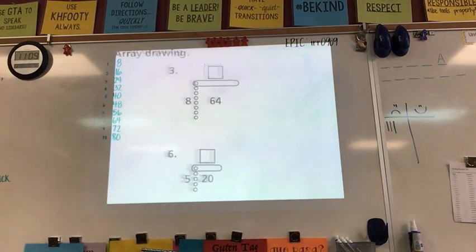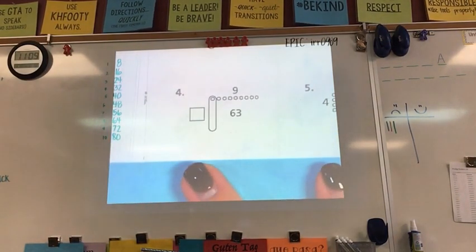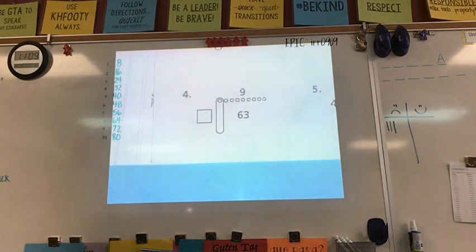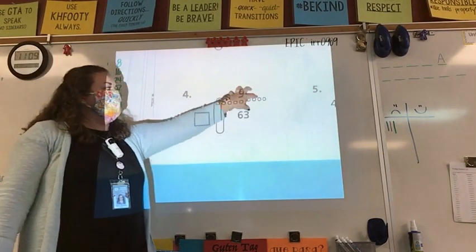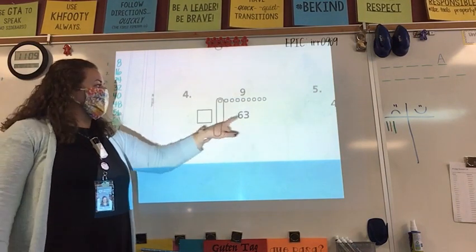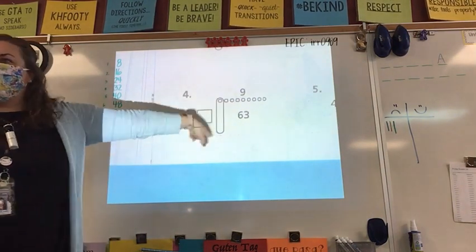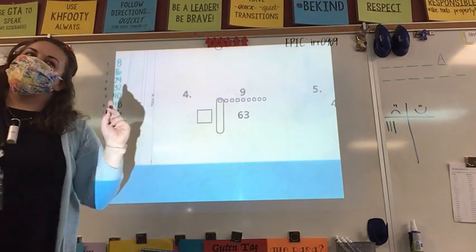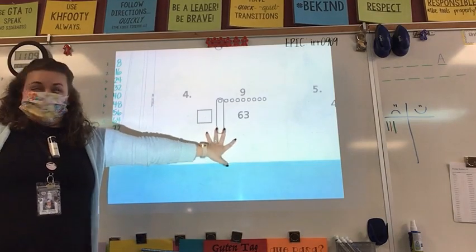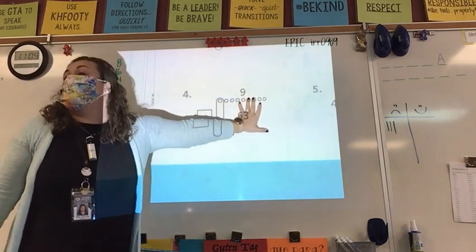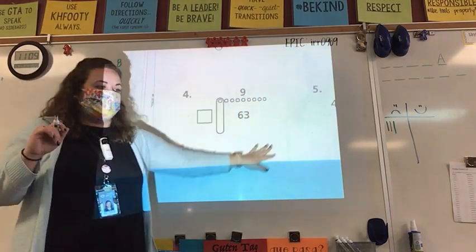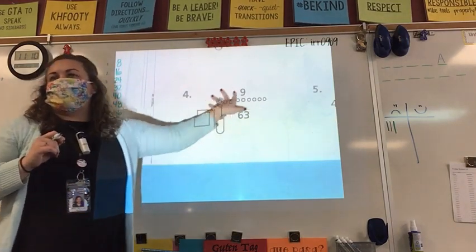Next problem. Something times 9 is 63. Does this have my 8s? Either we're missing an 8 or it's something else. So you might just be thinking, do you know a fact that gets you to 63? Or do you have your 9s memorized? Or what would be another strategy if you don't have your 9s memorized? How could you figure out how many groups of 9 it takes to get to 63?